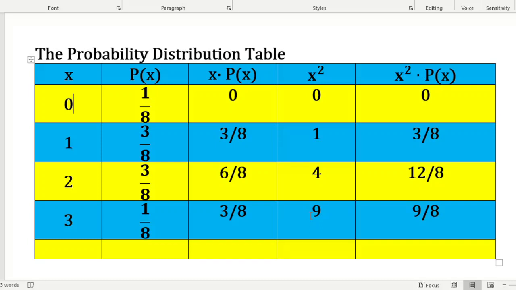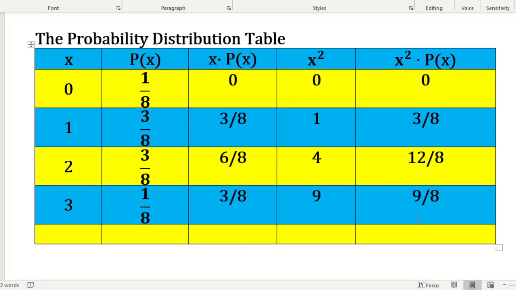Next is, we multiply its square by the probability corresponding to it. We have 1/8 times 0 is 0. 3/8 times 1 is 3/8. 3/8 times 4 is 12/8. And 1/8 times 9 is 9/8. We need these values to determine the variance and the standard deviation.